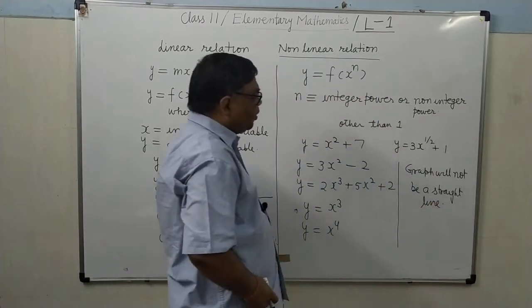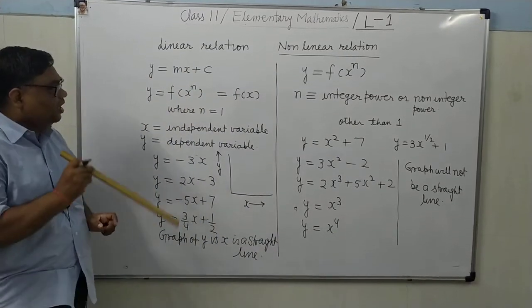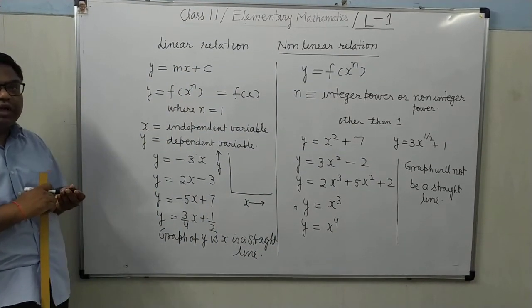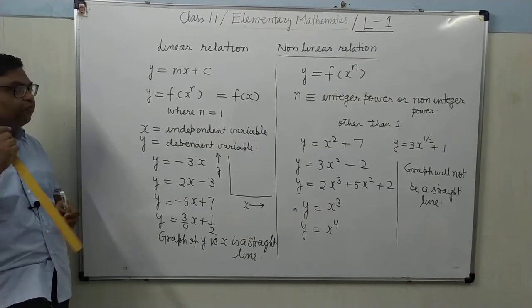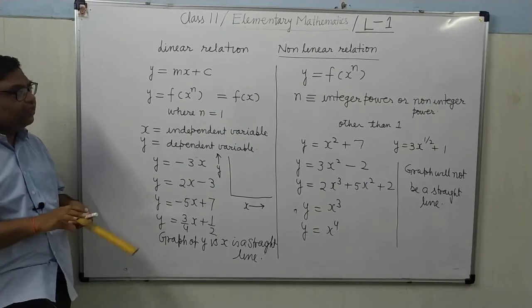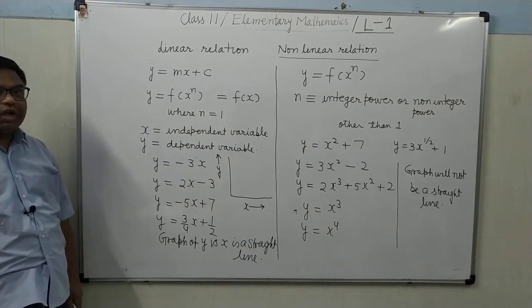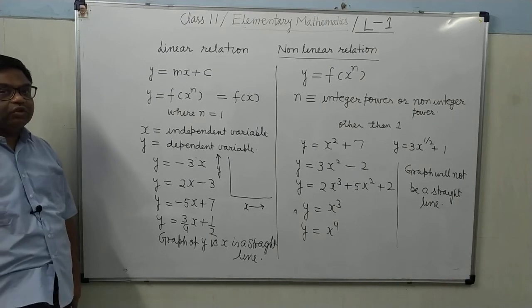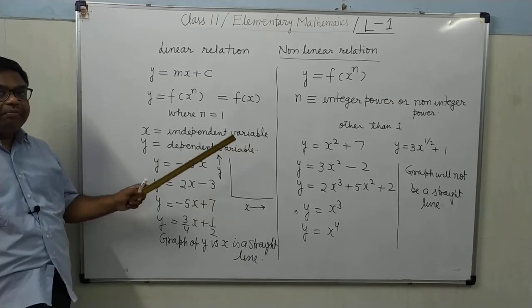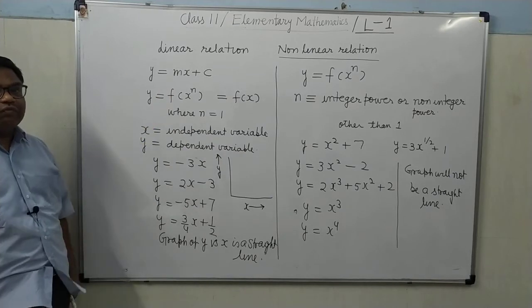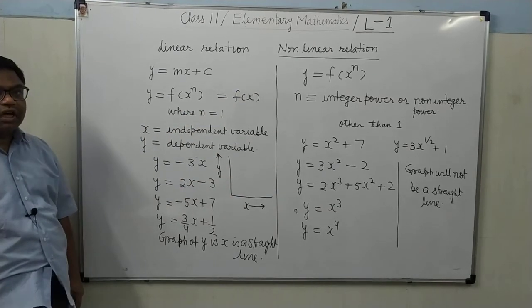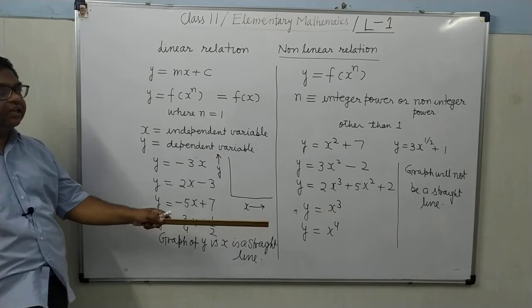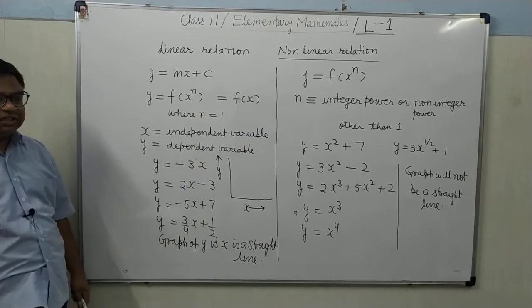So all of you remember this. If the relationship is like this, y equals f(x) or y equals mx plus c, then its graph will be a straight line. While if the relationship is like that, y equals function of x to the power n, where n may be an integer power other than 1 or some fraction power, a non-integer power, in that case the graph will be a curve. The graph will not be a straight line. That is called the non-linear relation.